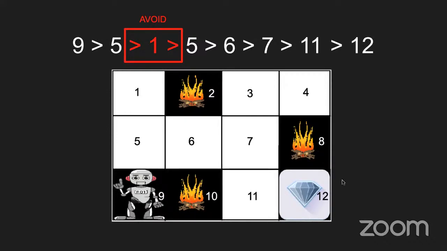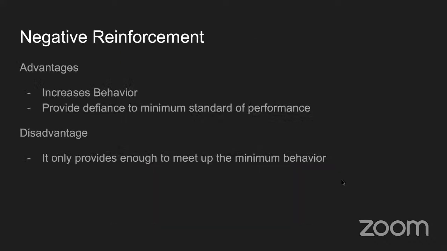That is negative reinforcement. Now, essentially, negative reinforcement has a specific advantage. It actually increases a certain type of behavior. It increases avoiding the wrong, and it provides conformance to a minimum standard of performance. You have a minimum standard of performance and you can force your system to conform to it. And we'll take some examples of this, which will really make it clear.